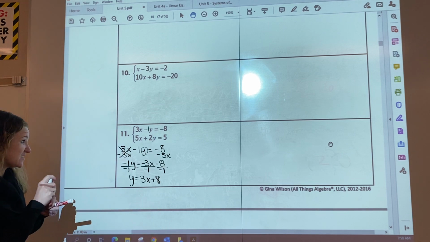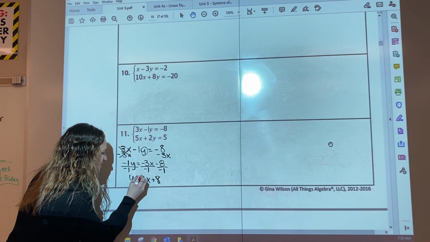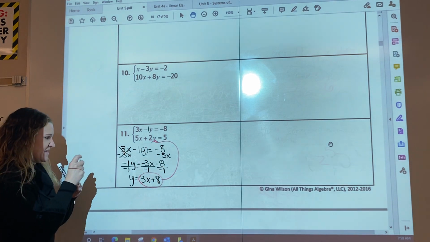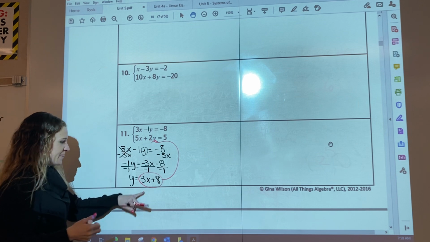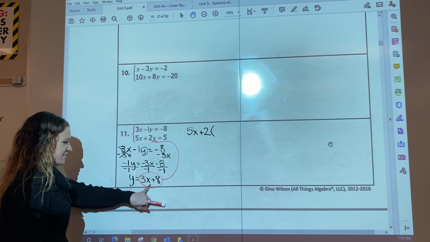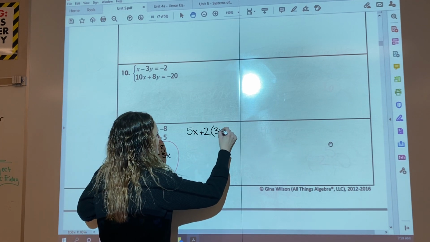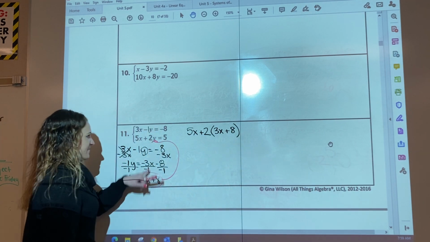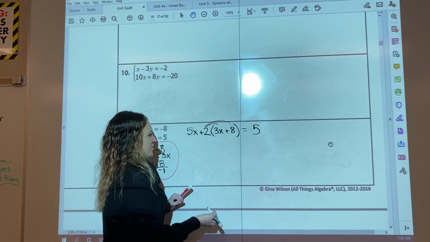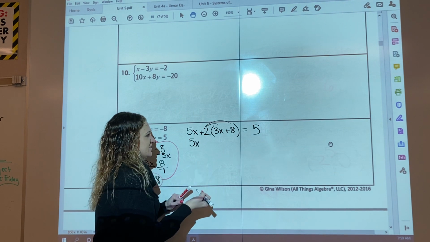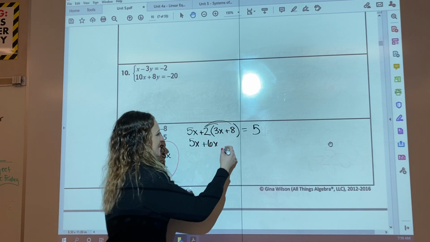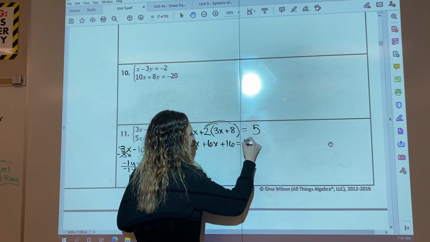Now that I've got that y solved for, I'm going to take that expression and substitute it into my other equation for y. So here we go. We have 5x plus 2 times, instead of the y, it's going to be 3x plus 8. Equals 5. We'll distribute here. Let me drop down my 5x first. 2 times 3x gives me a positive 6x. 2 times 8 gives me a positive 16.